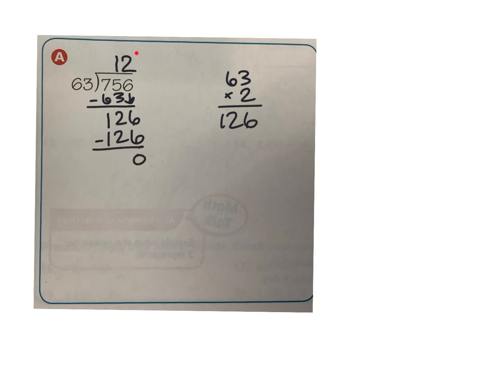So 63 times 12 is 756. Let's try another one. Feel free to try this one. Pause it and try it yourself unless you feel like you need my help. This is 22, and it's dividing into 4,692, or 4,692 divided by 22.